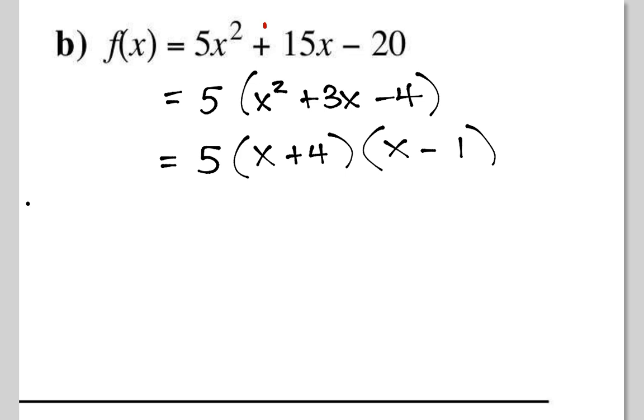So then the x-intercepts are x equals negative 4 and x equals positive 1. Is there an x-intercept from this? No. There's no x-intercept from that one. What's the maximum number of x-intercepts you could have? 2. So you'll never have more than 2 x-intercepts for a quadratic equation.